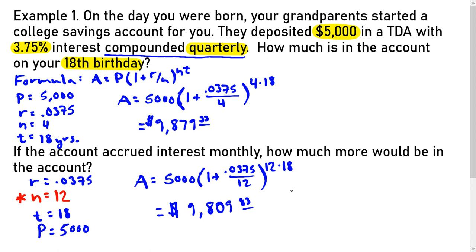Okay, so how much more would be in the account? Well, just do a subtraction problem. $9,879.33 minus $9,809.83 is a difference of $20.50. Okay, so there's $20.50 more if the account had interest that was compounded monthly instead of compounded quarterly. Now, in the big scheme of things, is that really that big of a difference?